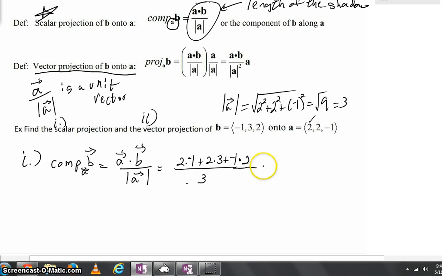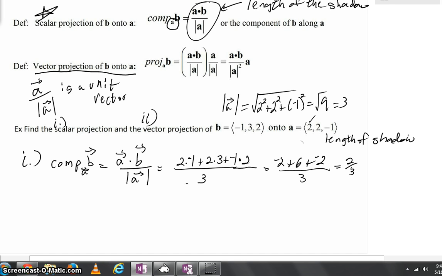So what we have here up on top is a negative 2 plus a 6 plus another negative 2. Negative 2 plus negative 2 is negative 4. Negative 4 plus 6 is 2. We'd get 2/3. What is this again? This is the length of the shadow. It's the length of the shadow. I'm not designating any direction whatsoever.